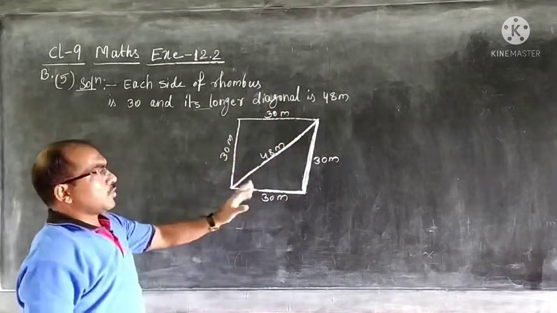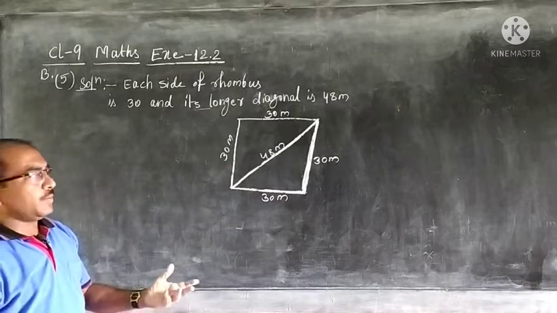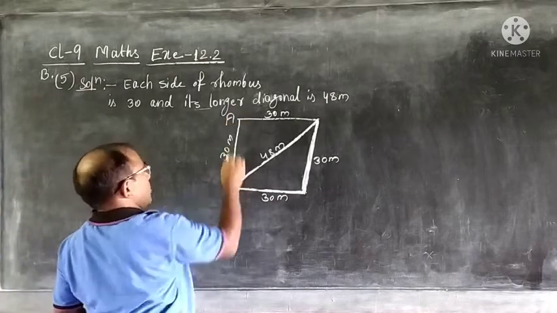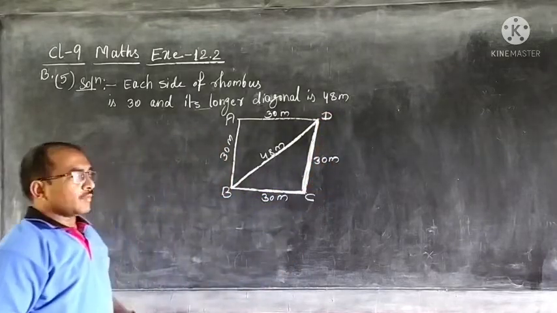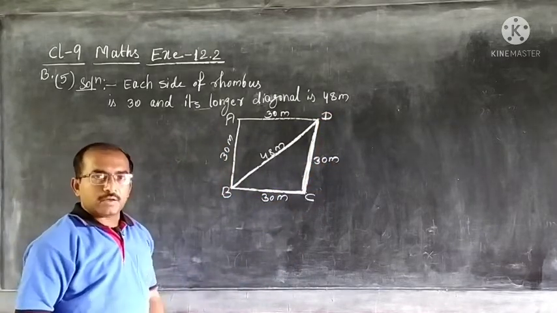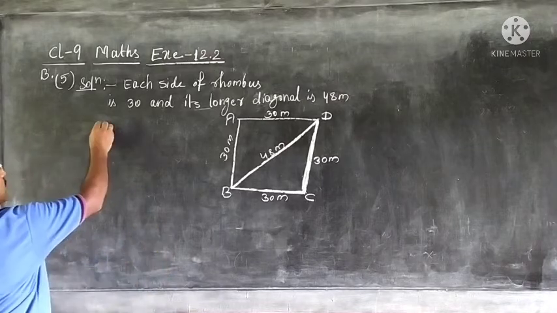We can give a name or without a name also we can proceed, no problem. If we give a name, that looks better. ABCD is a rhombus shaped field, BD be its longer diagonal, that we can mention here.